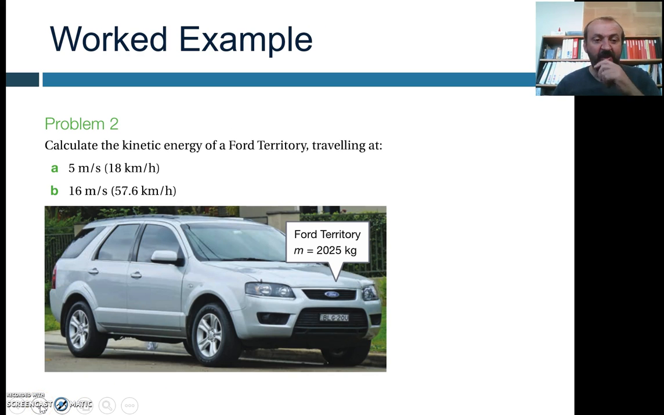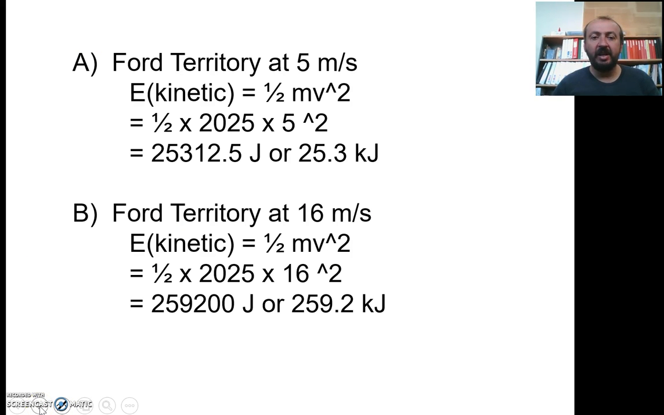Okay, we've got another worked example here. Calculate the kinetic energy of a Ford Territory. The point being that a Territory is a lot heavier, about 725 kilograms heavier. And once again, we're going to measure it at these two speeds. We're going to work out the kinetic energy.